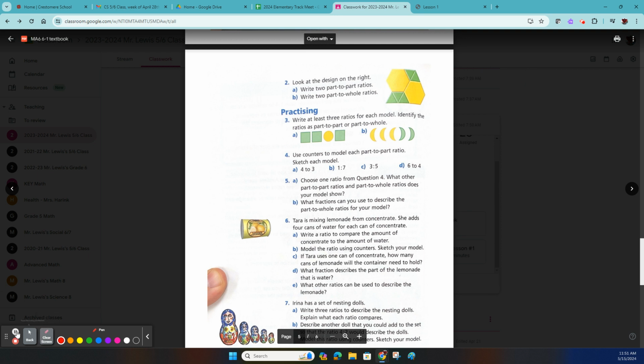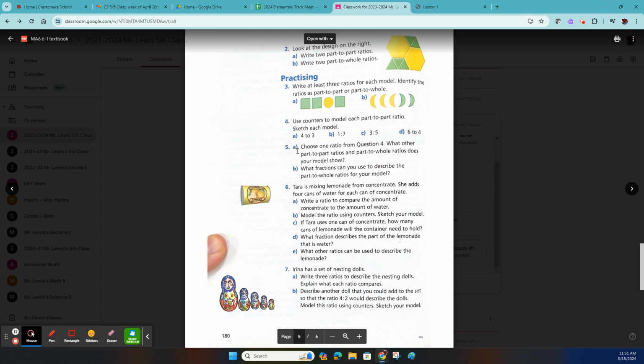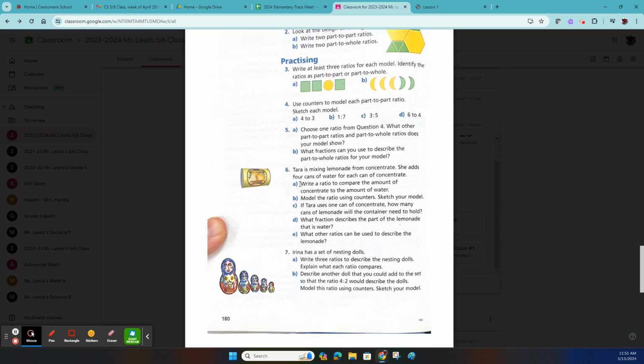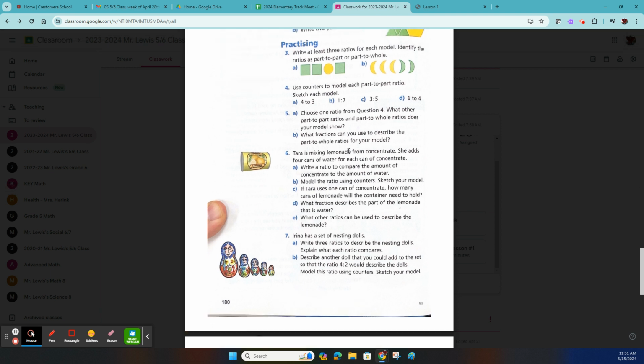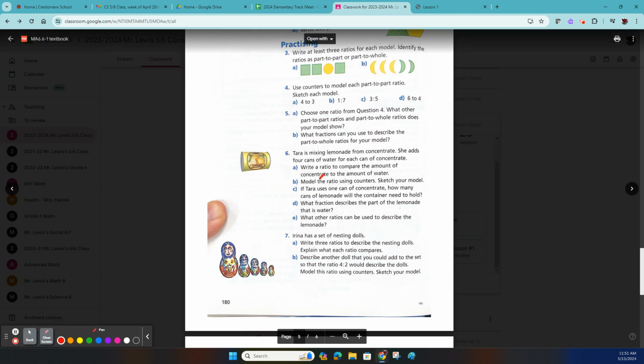Question 5 says use counters to model each part-to-part ratio. I already did that. Okay, so we're skipping question 5. We're going to skip right ahead to question 6. So Tara is mixing lemonade from concentrate. She adds 4 cans of water to each can of concentrate. So that's kind of a tricky question. Let's underline something that's important. She's mixing lemonade from concentrate. She adds 4 cans of water to each can of concentrate.